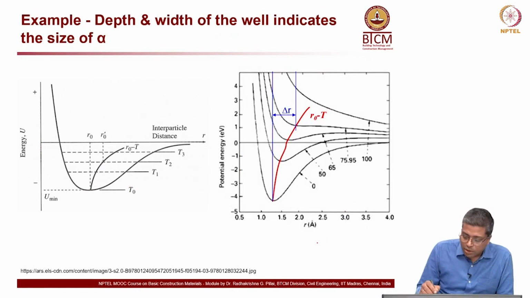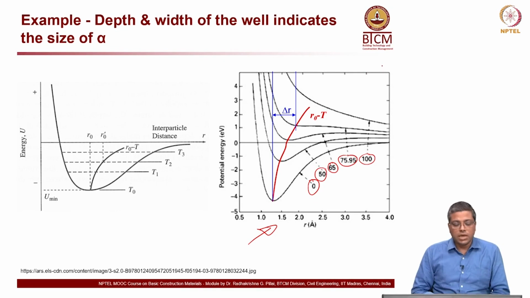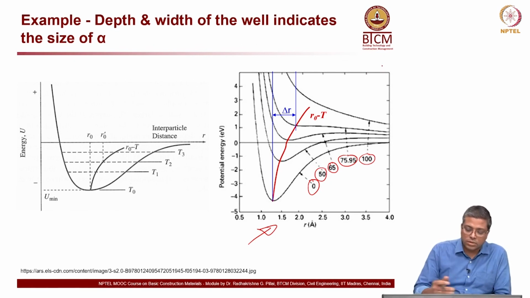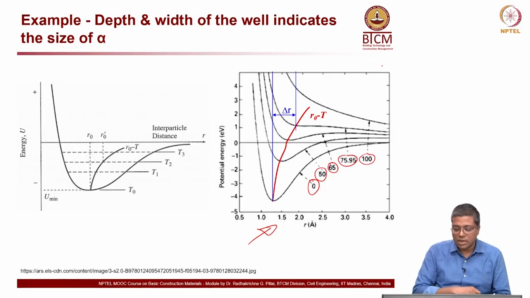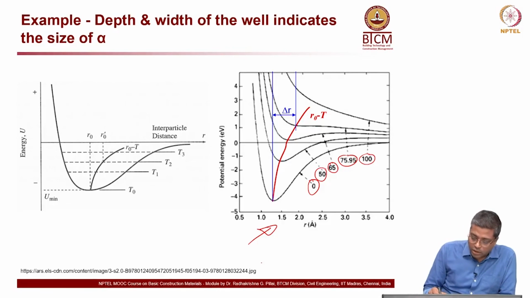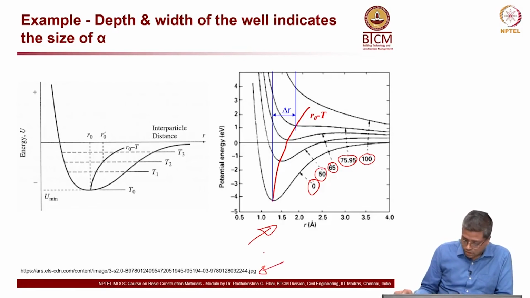Now this is an example of what I just mentioned. This is from the literature. You can see here the curve at different temperatures: 0 degrees, 50, 65, about 80 and 100. See how the curve is changing. In the previous slide it was like a textbook drawing; here it is a real example. You can watch this in this link.